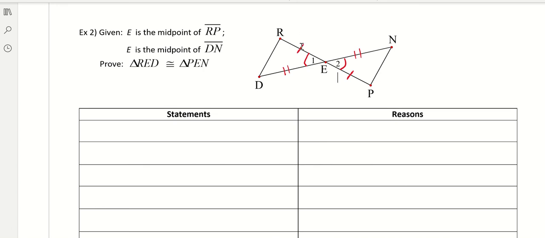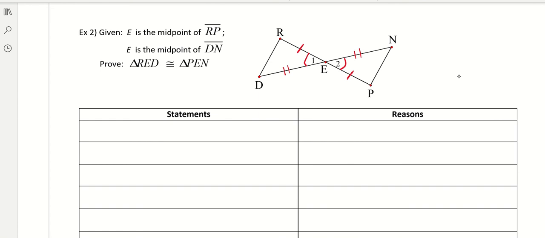So a side, RE, congruent to a side, EP. A side, DE, congruent to a side, EN. Angle 1 is an included angle. It is sandwiched between the two sides we have information on. Angle 2, I'm sorry, I think I said included side. It's an included angle. Angle 2 is an included angle. It is sandwiched between the two sides we have information on as well. So side, included angle, side. Side angle side is satisfied here.